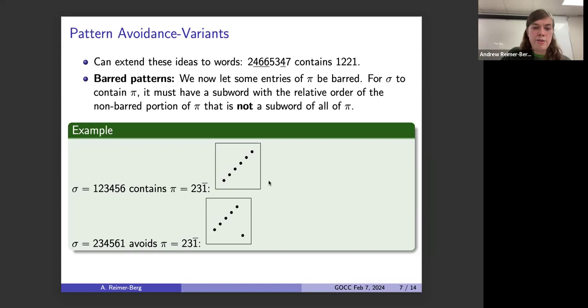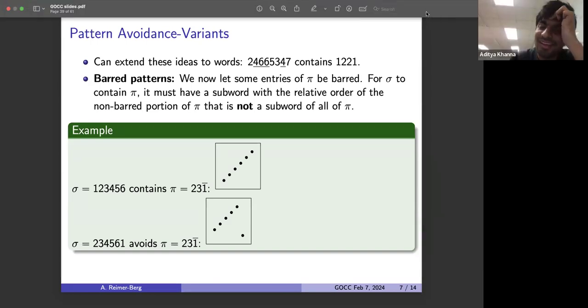Conversely, 2, 3, 4, 5, 6, 1 avoids 2, 3 dash 2, 3 bar 1, because every instance of a 2, 3 I choose up here is also part of a 2, 3, 1. And so it does not have that pattern. I'll leave that up for a minute for you to stare at, since I think these are pretty confusing.